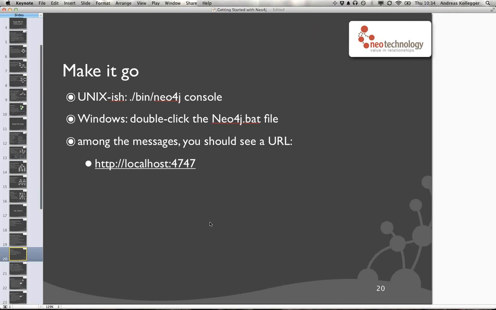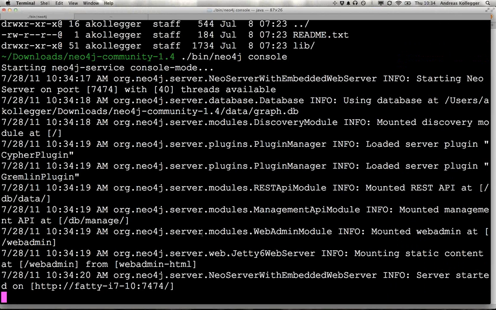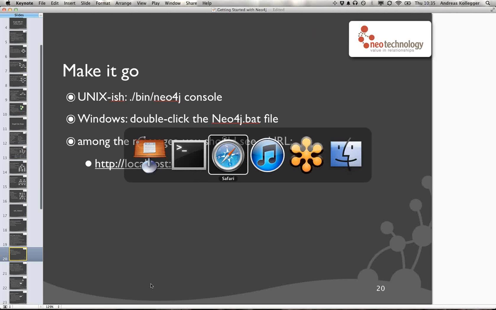At the end of the messages, you'll see, depending on your platform, some variation on a URL that says HTTP, some machine name, and then the port 7474. That's the default port that Neo4j runs on for providing both a REST API and also a web administration. What's exciting about that is that it's the web administration that we're going to take a look at next, because with just using that, you can do a lot of fun things with Neo4j.